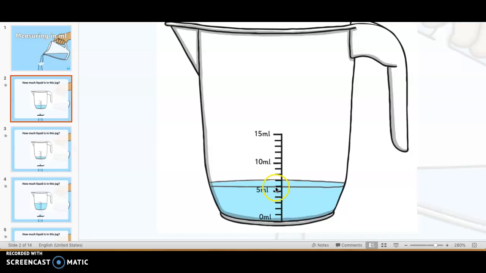In these examples you'll see two lines, but just ignore the top line, we're only measuring to the bottom one. If you get perfectly level with the jug in real life, you will only see one line anyway. So we're just going to this bottom line here.